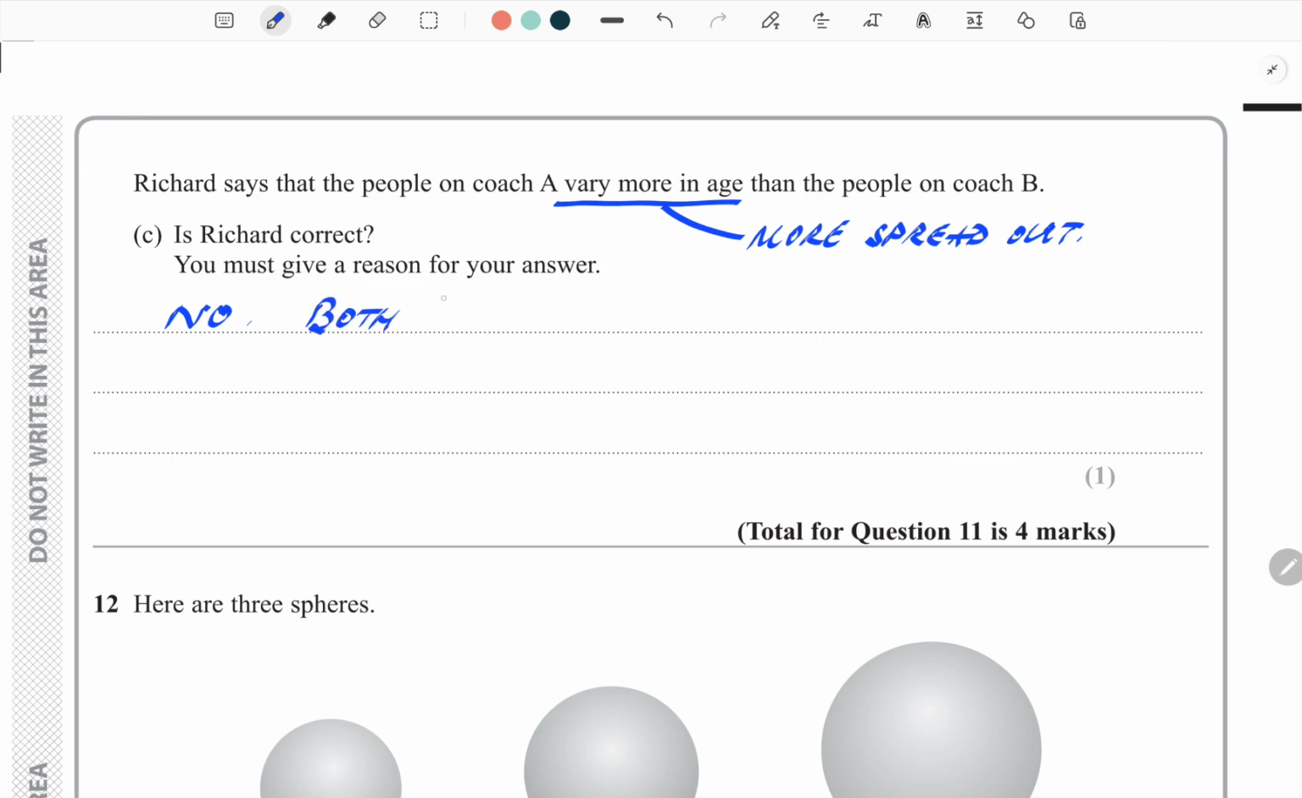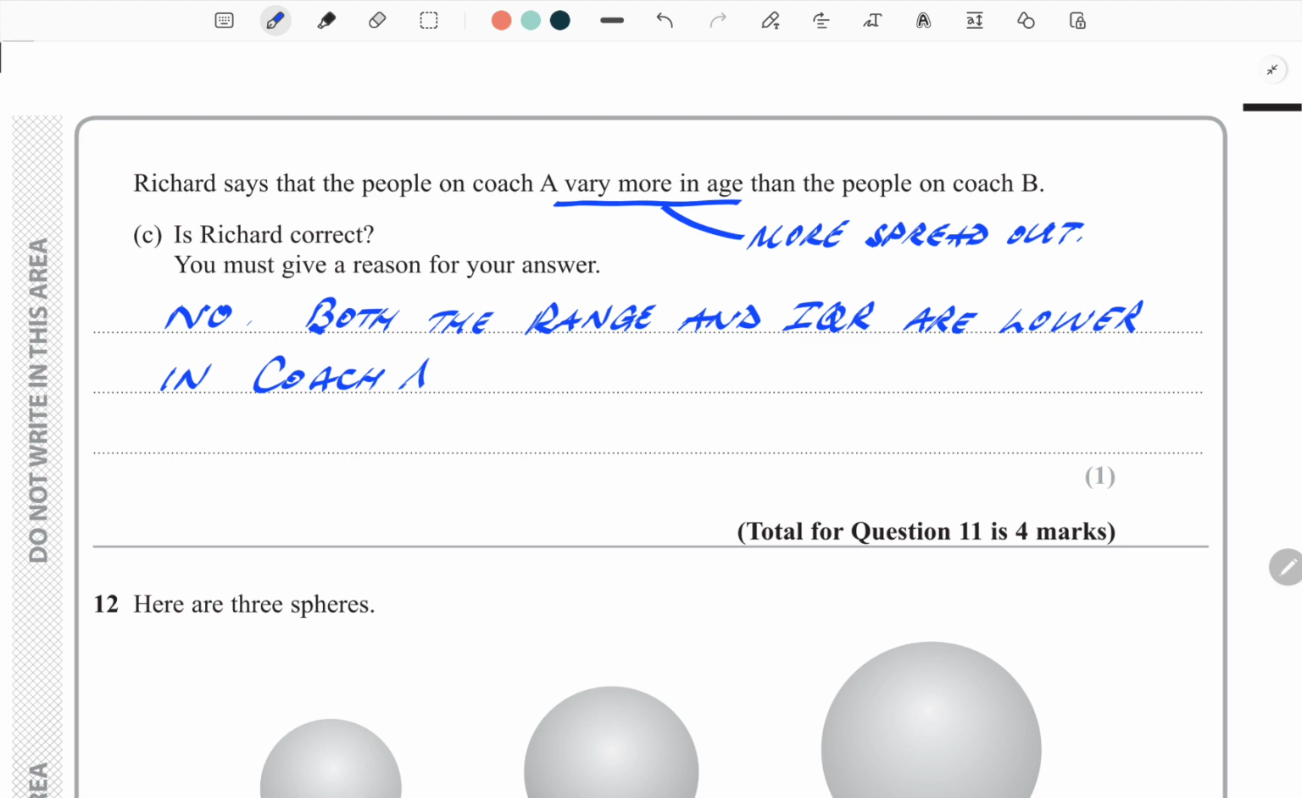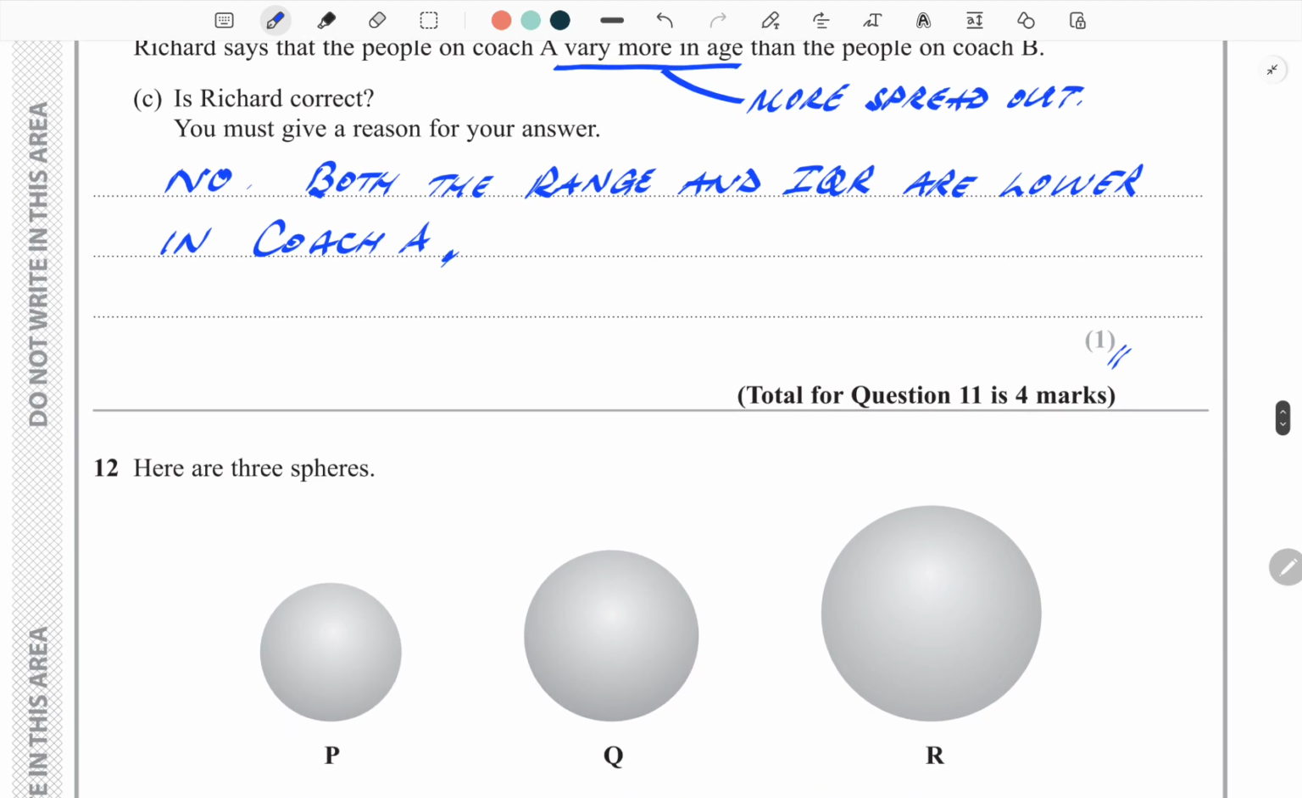Both the range and interquartile range, and I think you are allowed in the spec for Edexcel to write IQR, the examiner will interpret that. Both the range and IQR are lower in coach A, and I think that's actually enough. I'm not going to complicate that anymore. It's only worth 1 mark. All right? Okay. Let's move on.